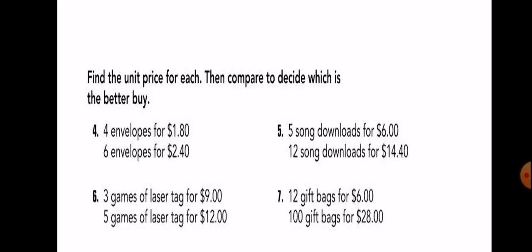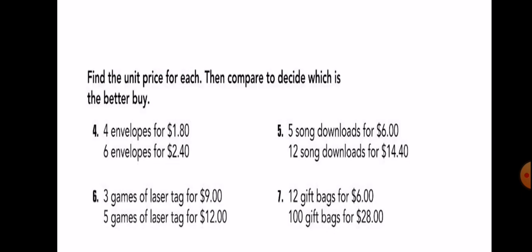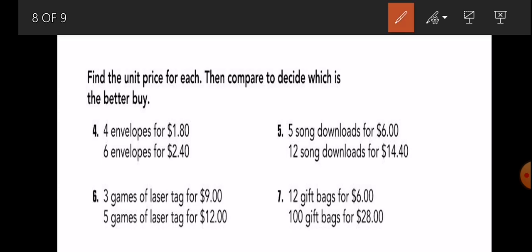The next type of questions. Find the unit price for each. So the first step, I want to get the unit price. It's the same if I say unit price or unit cost. Then compare to decide which is better to buy. So I will get the unit price, then I will compare the unit prices to see which one is best to buy. Again, the rule for how to get the unit price: the cost divided by the number of items.